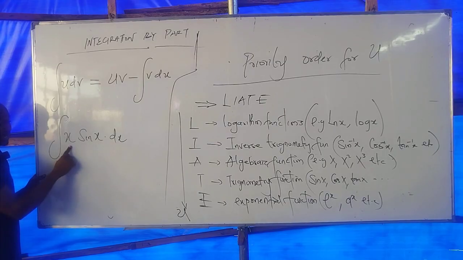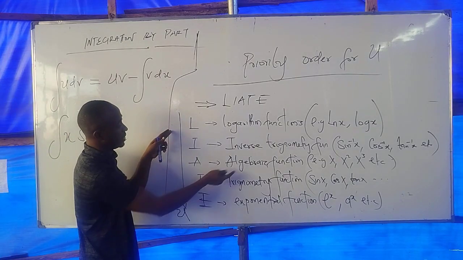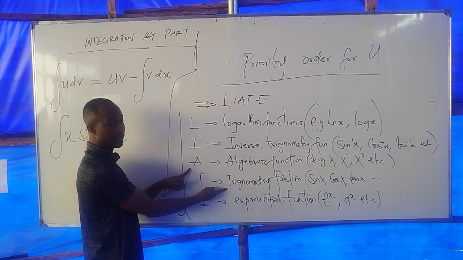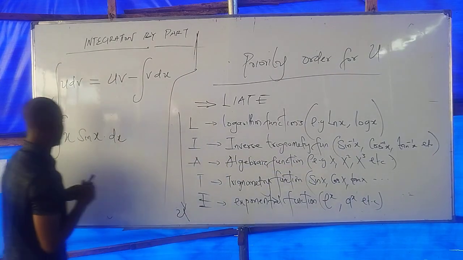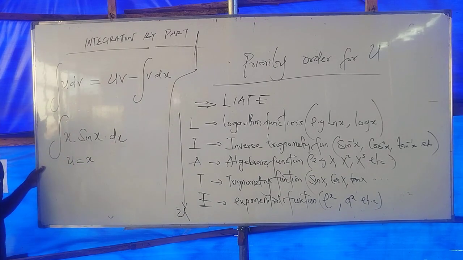X, right? Why is it X? Because in the priority order for choosing u, algebraic functions come before trigonometric functions. We have x first before sine. So that means here, our u is equal to x. Is it making sense? Are you getting the gist here?